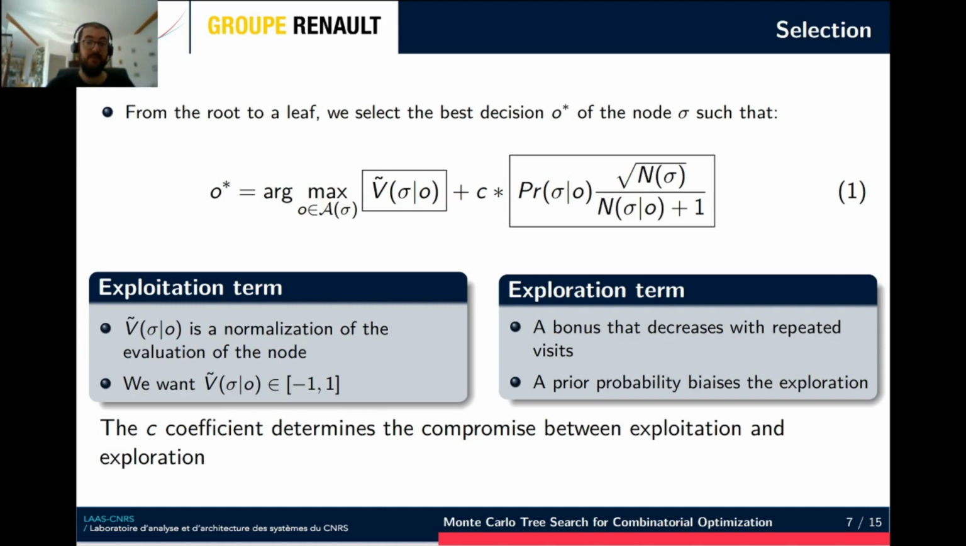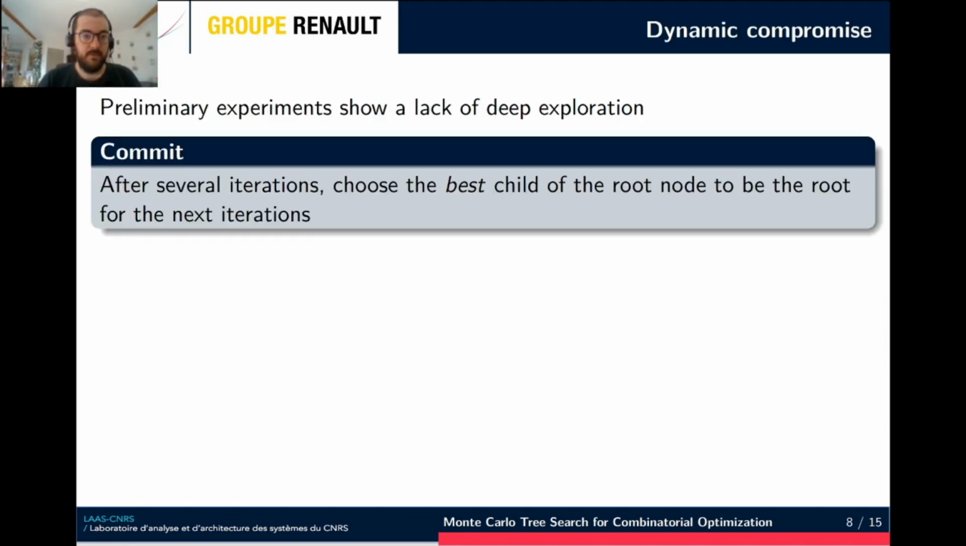In the literature, there are several variations of this term, but we use this one, which is used in AlphaGo, because with this one we can have the prior probability, and this preference allows us to put some built-in knowledge in the algorithm to bias the exploration. Finally, the two terms are balanced with a coefficient C, which determines a compromise between exploitation and exploration. And it is easier to tune this parameter when the exploitation term is normalized. So we normalized between -1 and 1.